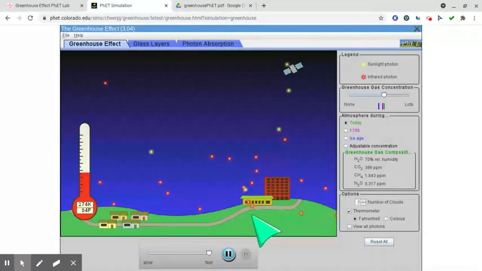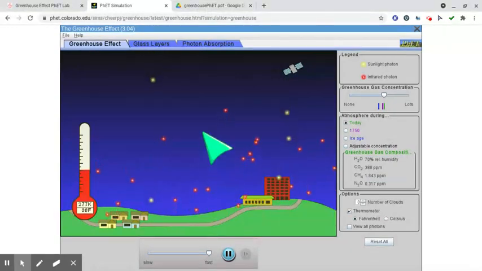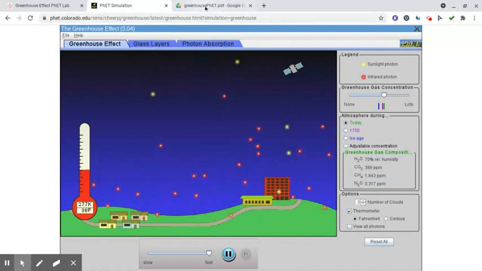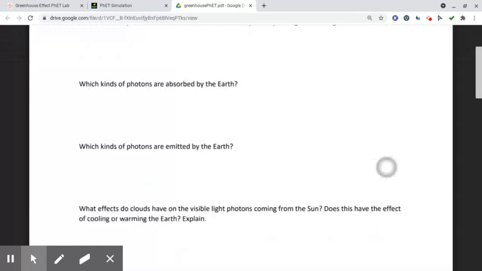These red infrared particles, photons, they're not molecules, they're photons of energy, but they are coming out of the Earth. Okay, so the infrared are being emitted by the Earth. All right, let's look at our next question.